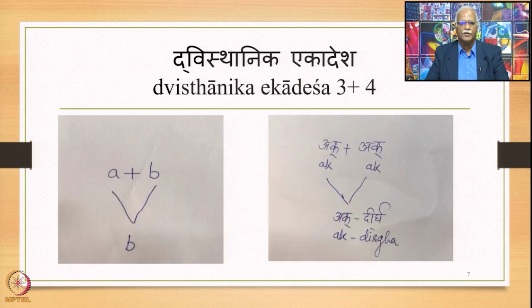And then we have pararupa as well as savarna dirgha. So you have a plus b, a is purva, b is para, and in place of a plus b, this para, namely b, is stated to be the one substitute. This is pararupa. And if you have ak followed by another ak, obviously the savarna ak, then in place of both of them, ak dirgha is the substitute stated by the sutra akah savarne dirghah. This is the savarna dirgha sandhi.